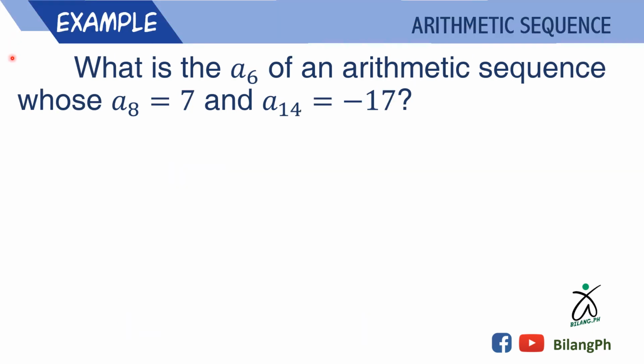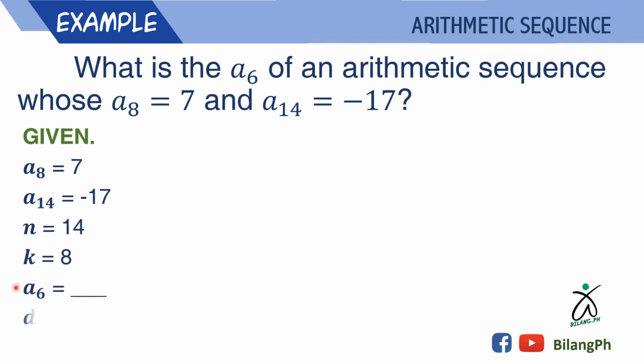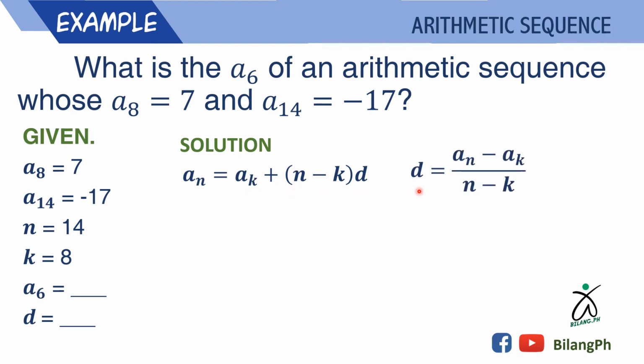Ito yung parehas na halimbawa kanina. Hinahanap ay ang 6th term. Pero ang given ay ang 8th term, which is 7, and the 14th term is negative 17. Hinahanap ang pang 6th term, wala pa rin tayo ng common difference. So sa formula natin, a sub n equals a sub k plus n minus k times d. Wala pa tayo ng common difference. So pwede nating magamit itong formula na to.